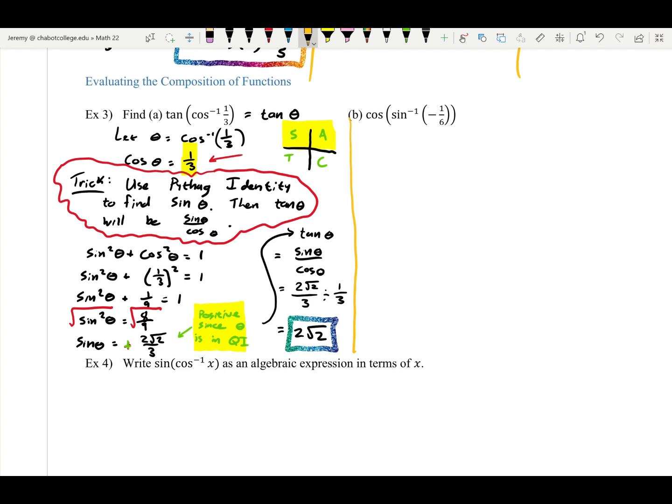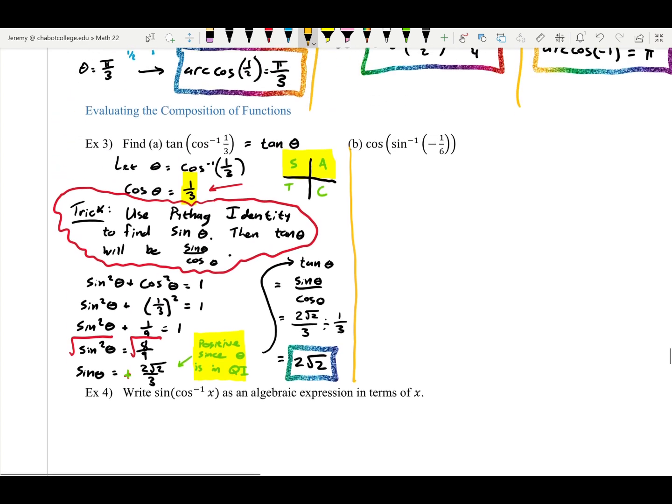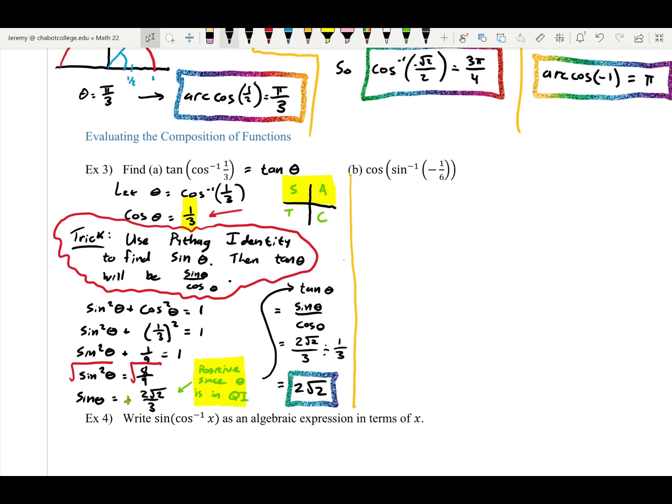Okay, so these ones are difficult. They involve using the Pythagorean identity to try and figure out what the output of this is going to be. Okay, we'll do one more, and then we have another one a little farther down the page. But let's try this one.